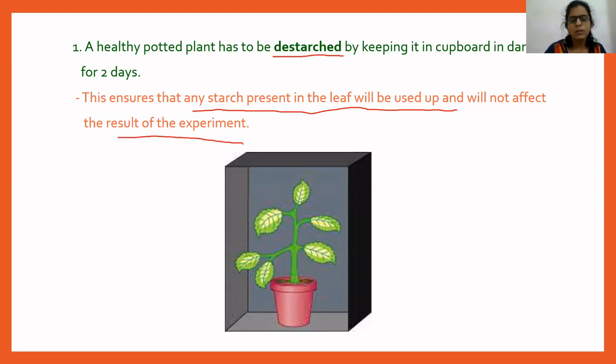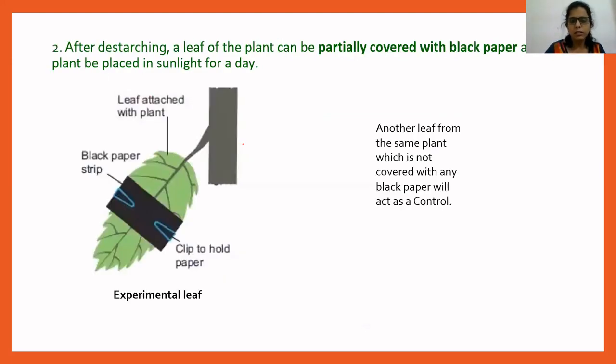So the first step is to take the healthy potted plant and keep it in a dark cupboard for at least 2 days to de-starch the plant. The second step in this experiment would be, after 2 days, that is after de-starching the plant, a leaf of a plant can be partially covered. Okay, a leaf of a plant. You can take a leaf.